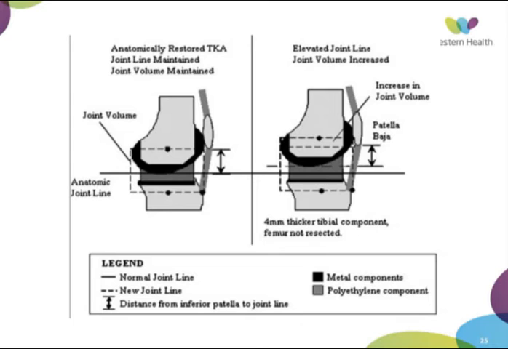So we're aiming to have the joint line preserved as to where it should be in this patient. If we raise the joint line, then you can see effectively, because the femoral component is higher up, they're getting a degree of patella baja with that.